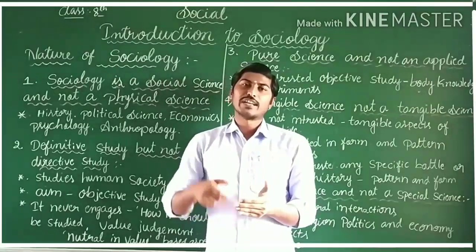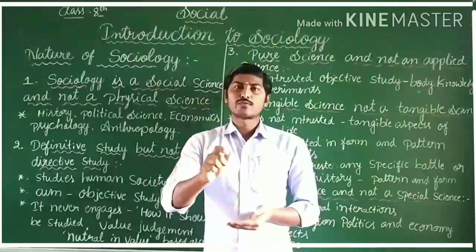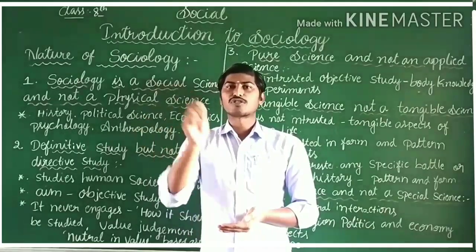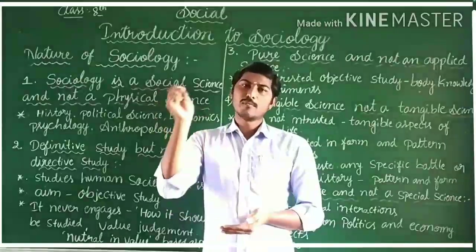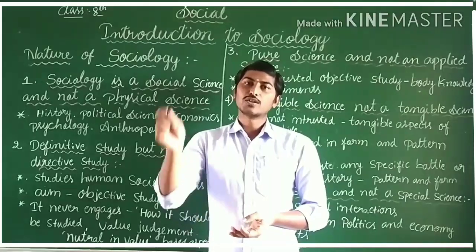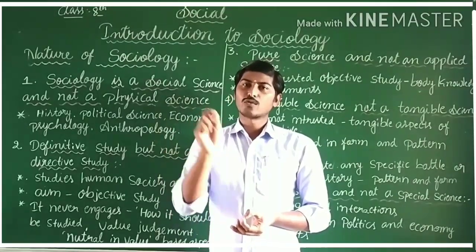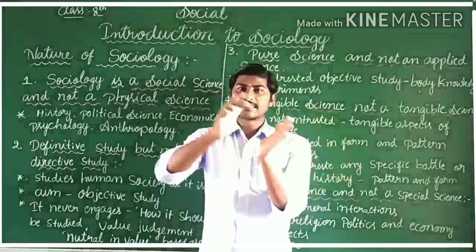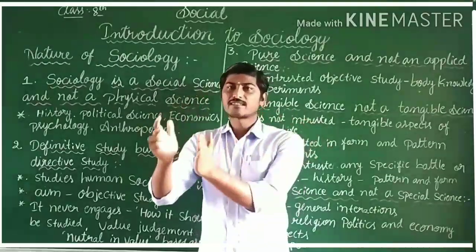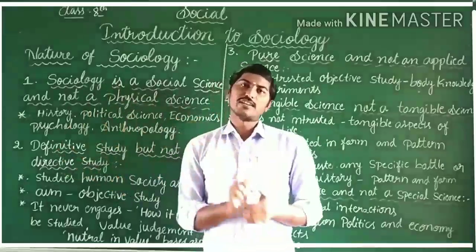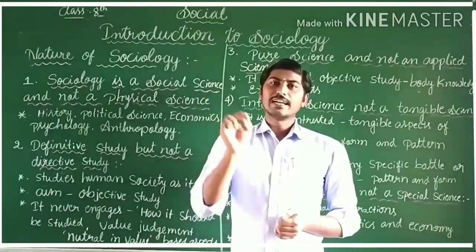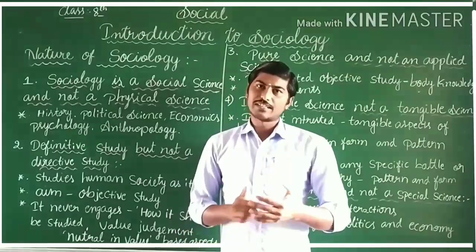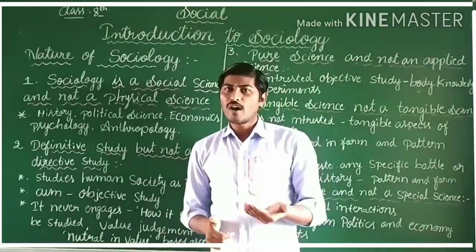Then we discussed the definitions of sociology. Max Weber says sociology is the study of social behavior. And Emile Durkheim says sociology is the science of social institutions. Then we discussed the origin of sociology and then the scope of sociology.